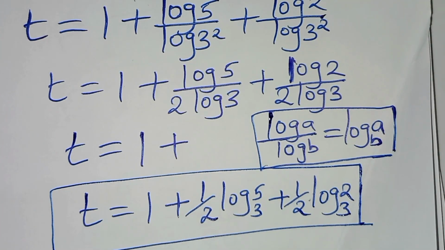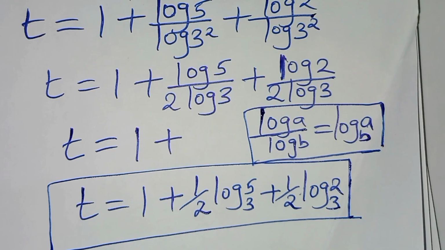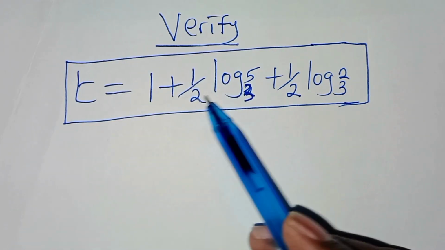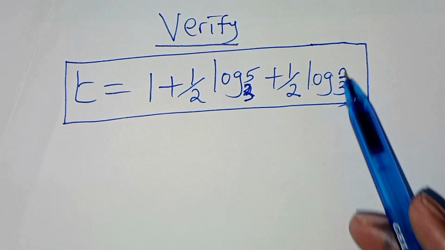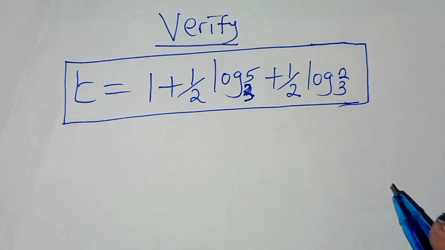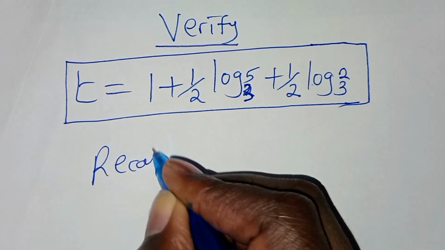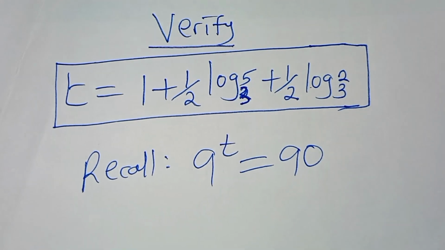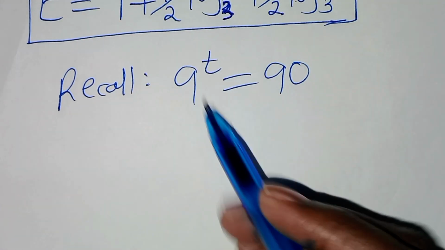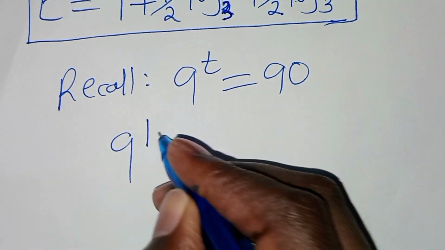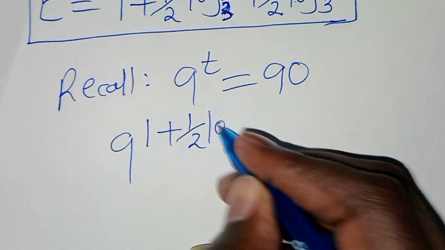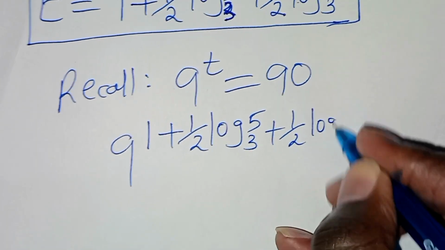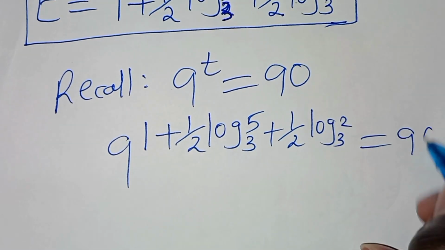Now let's verify that the value of t, which is 1 plus a half log 5 to base 3 plus a half log 2 to base 3, actually satisfies the equation. Now if you recall, we had that 9 to power t is equal to 90. Now substituting the value of t here, we'll have 9 to power 1 plus half log 5 to base 3 plus half log 2 to base 3. This should give us a value of 90.